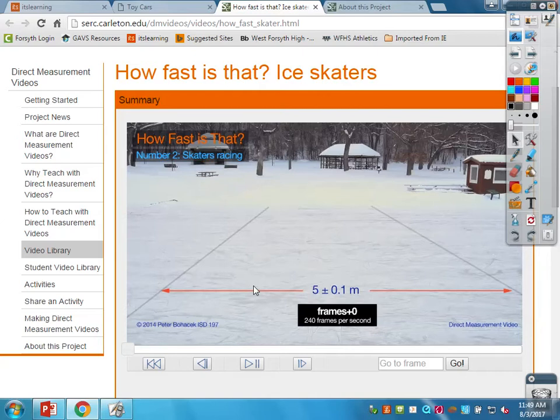Now, since you are analyzing this video, it's basically like a lab. We might have slightly different answers. We should hopefully come out to similar answers, but they might differ slightly because of our point of view of when objects are at particular points. So what if I want to solve for the velocity of the second skater?